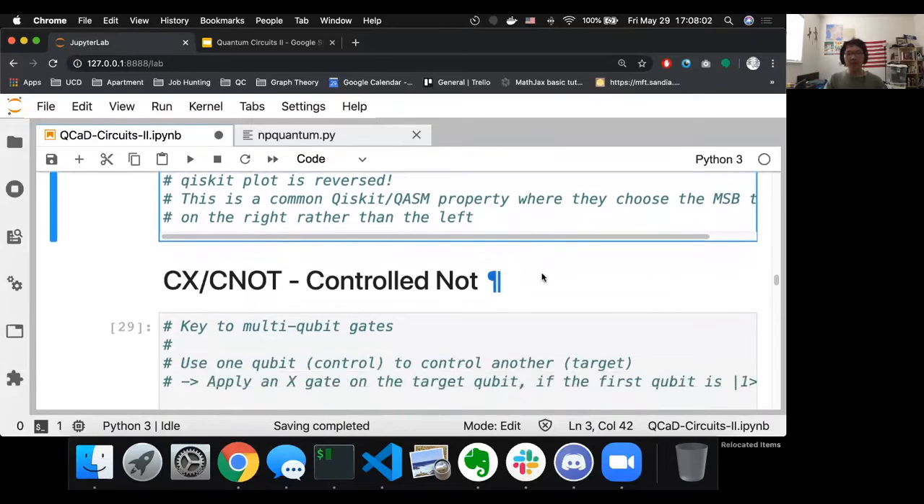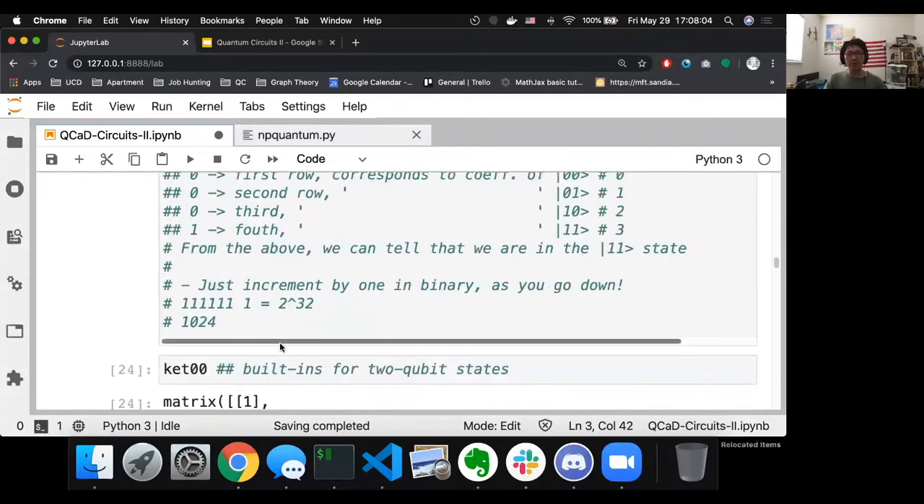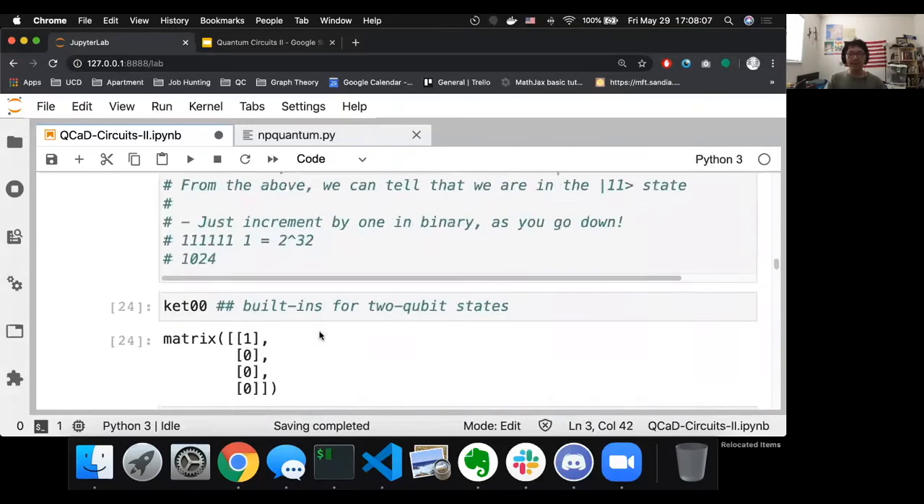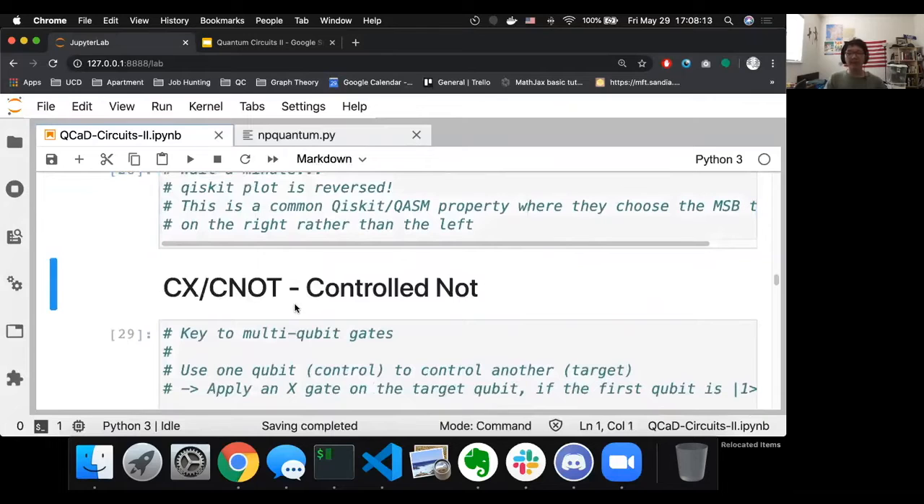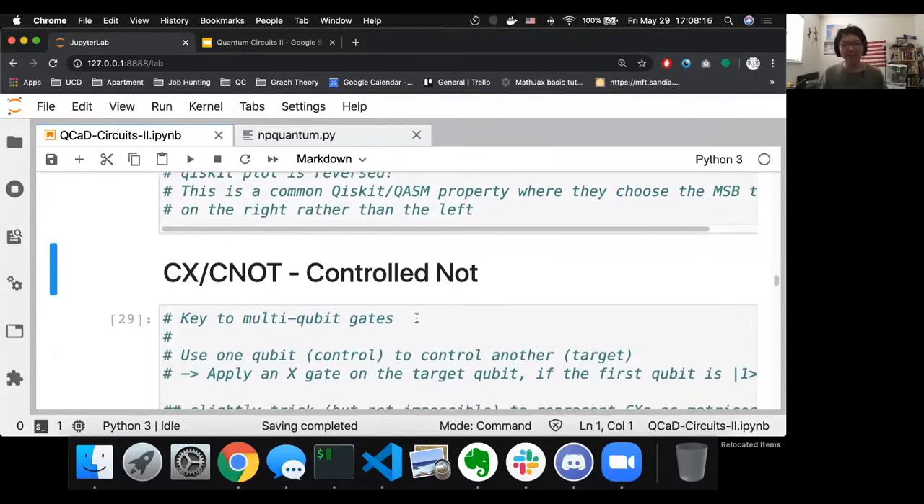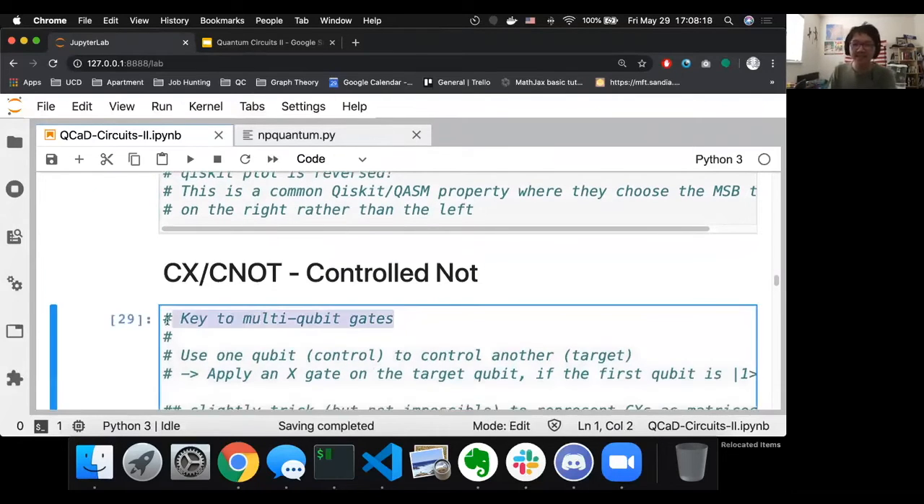Now, with that out of the way, now that you know how to construct these 2-qubit states and how to visualize and read them, let's see our first 2-qubit gate. This is where I introduce the CX, or controlled NOT gate. The CNOT gate is the key to multi-qubit gates. The reason I say key is that I can give you any other multi-qubit gate, and mathematically it is possible to decompose it into just a bunch of CNOTs and single-qubit gates. The CNOT is our ability to make one qubit talk to or interfere with another qubit.